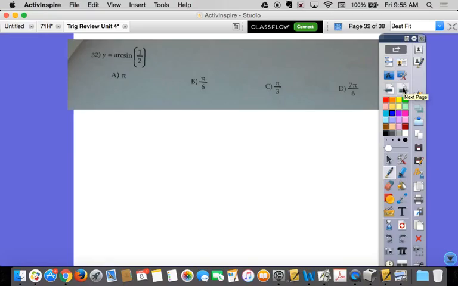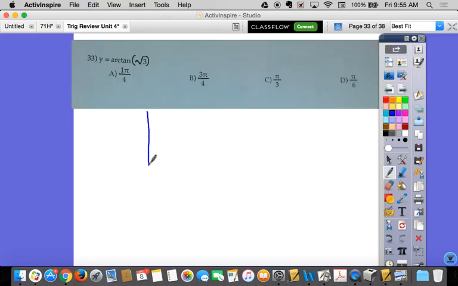Again, arc sine is the same thing as inverse sine. That's positive, so first quadrant, opposite over hypotenuse, the other side, that is 30 degrees. The radian for 30 degrees is pi over 6.